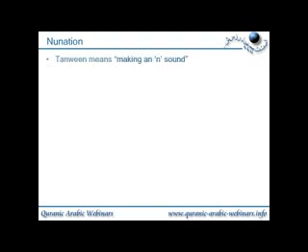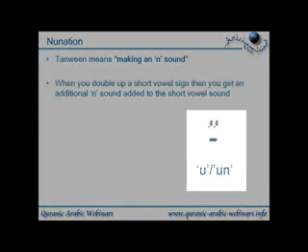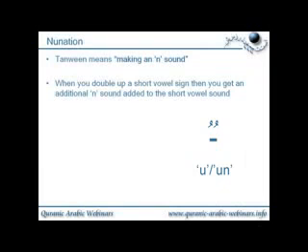Nunation itself, again, tanween means making an N sound. When you double up a short vowel sign, as we've just seen, then you get an additional N sound added to the short vowel sound. So what do we mean by that? If we have two dhammas, instead of just the simple U sound we get with a single dhamma, we get an Un sound. So the two dhammas will give an Un sound, simply adding the N to the U sound.